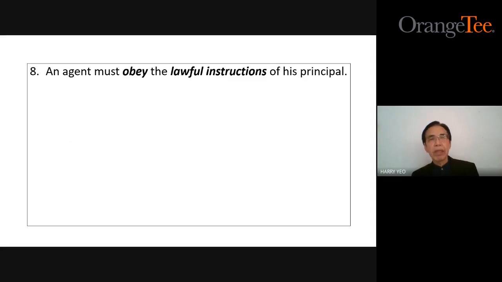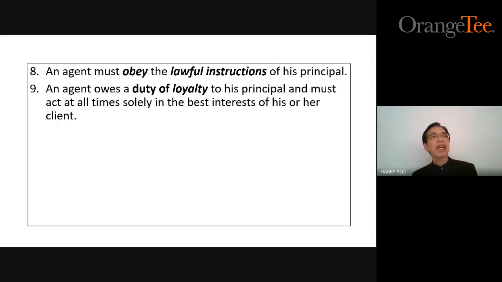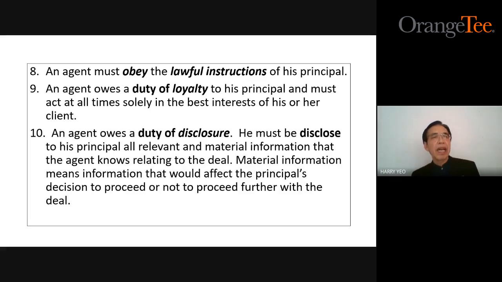An agent must obey the lawful instructions of the clients. An agent has a duty of loyalty and must get the best price and protect the interests of the client. An agent also has a duty of disclosure to the client, must tell everything, offers received, any material information relating to the transaction, must inform the client.